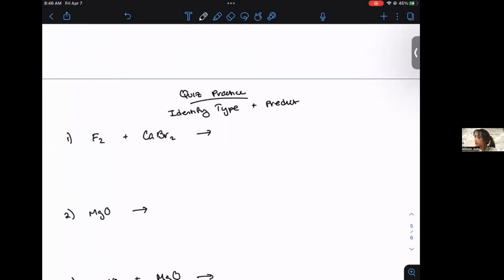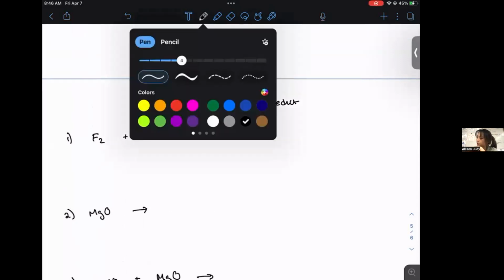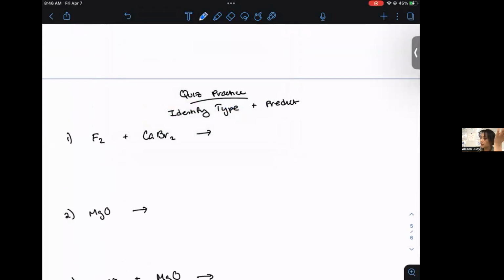And I can even write this out actually for you. So what I would do in the word problem is I would say pure fluorine reacts with calcium bromide. And I would expect you to be able to figure out the chemical symbols, the chemical formulas for those 2 reactants. And then I say predict the products and balance.